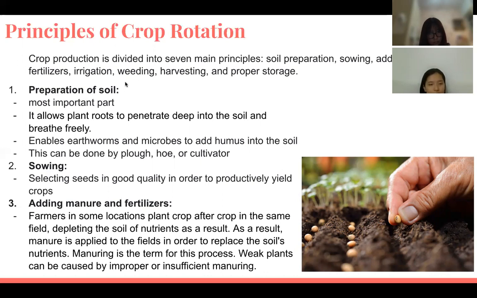The second step of crop rotation is sowing. This indicates that farmers select seeds of good quality in order to productively yield crops. The third principle of crop rotation is adding manure and fertilizers. Basically, with crop rotation, farmers plant different kinds of crops in the same field, and this causes depleting the soil of nutrients as well. So manure is applied to the fields in order to replace the soil's nutrients, and manuring is the term for this process.